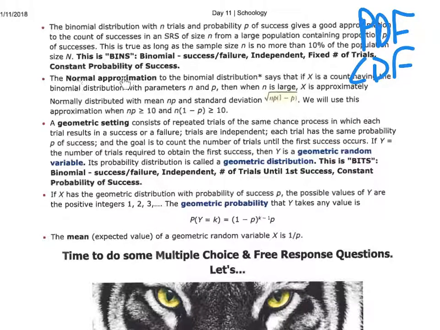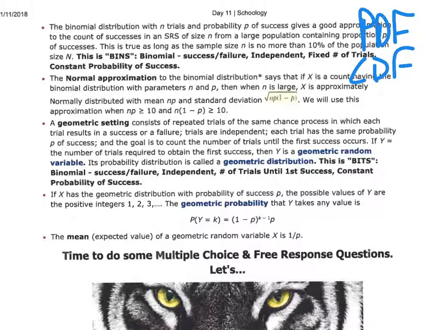There is another time where you might want to do a normal approximation. We didn't really touch on it that much, but if it can be approximated as normal, you could use the new mean and standard deviation. The mean for a binomial distribution is going to be n times p, and the standard deviation is right here. Those are both found on your formula sheet.